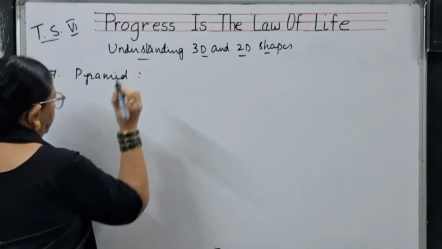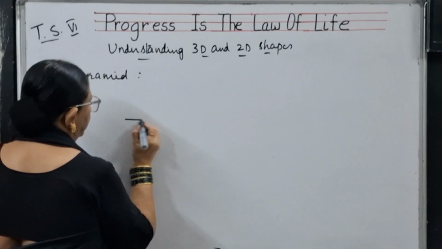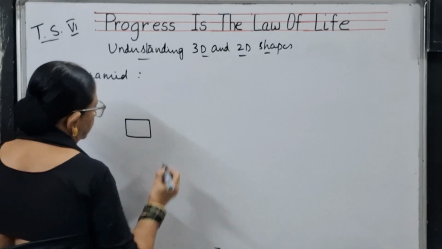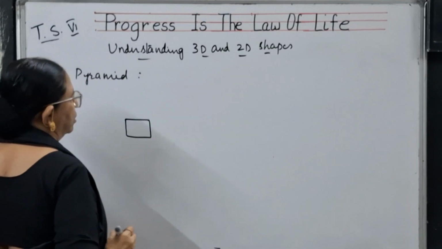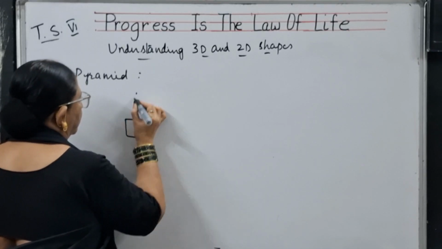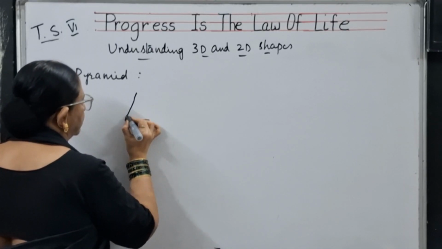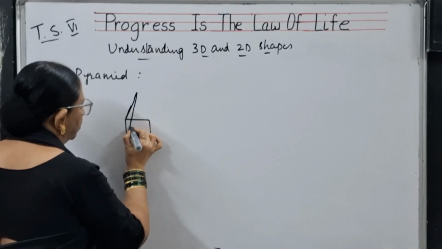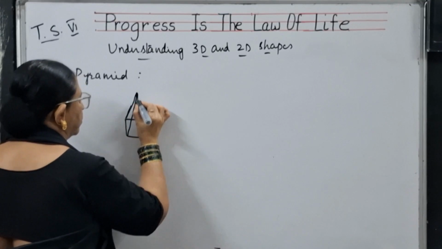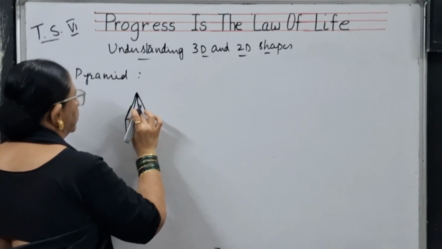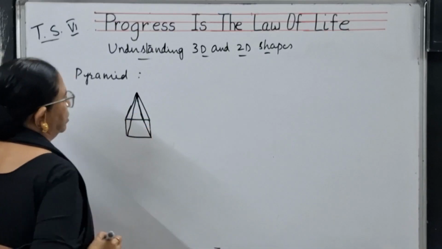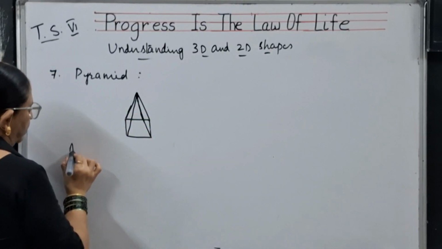What is a pyramid? A pyramid will have a rectangular or square or any other polygonal shape, with a vertex, and all the vertices of this polygon join like this. This is a pyramid.